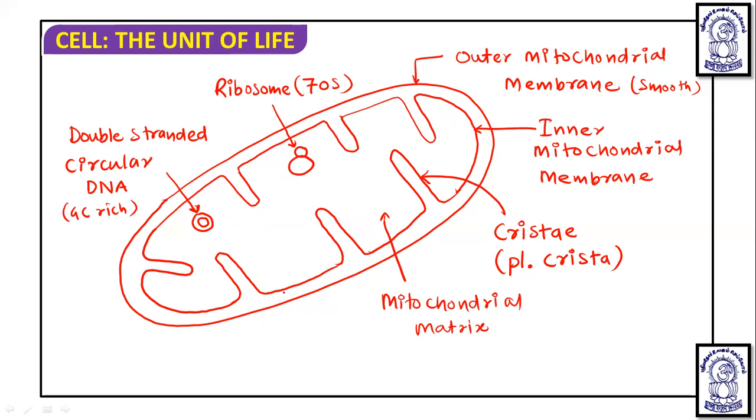The space between the outer and inner mitochondrial membrane is known as the perimitochondrial space. We can say PMS. And over the cristae, you will see the presence of several F0, F1 particles, on the cristae as well as on the inner membrane.